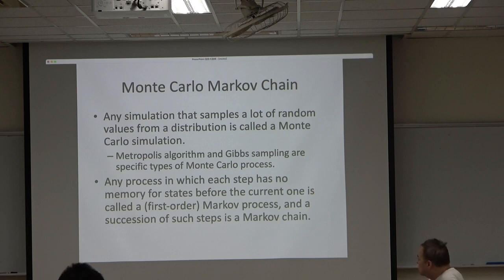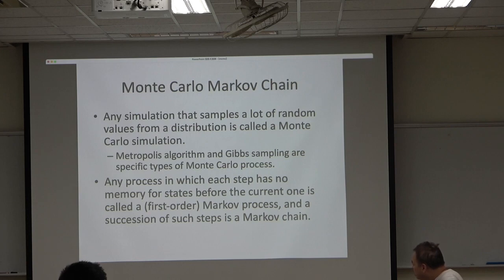So, any simulation that samples a lot of random values from a distribution is called Monte Carlo simulation. I told you guys Monte Carlo refers to the random process, right? So the Metropolis algorithm and Gibbs sampling, all the sampling techniques, are specific types of Monte Carlo process, because they are, in nature, a random process. The random walk is a random process.